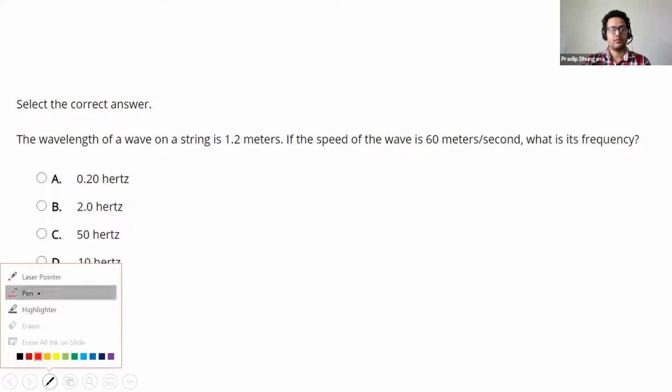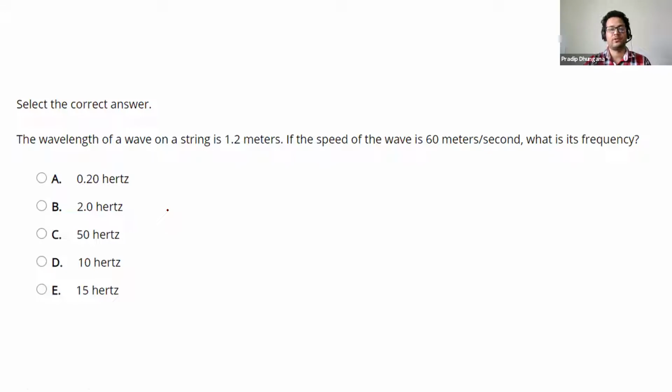Okay. Let me write the formula for this question and then you can solve it. The wavelength of a wave on a string is 1.2 meters. That is wavelength. If the speed of the wave is 60 meters per second, what is its frequency? We have to calculate frequency. Velocity or speed is frequency times wavelength in this case. Plug in all the values you have and then calculate its frequency. I have launched the poll and you can answer through the poll, unmute and tell me the answer, or write on the screen. It's up to you.